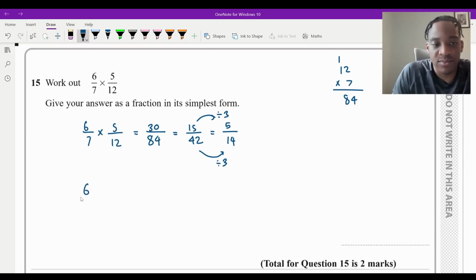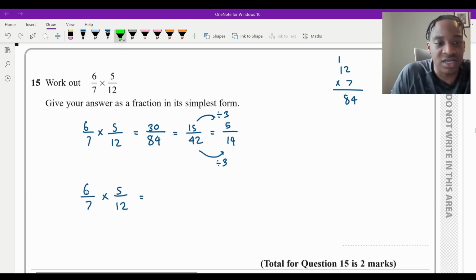Now, another way that I like to do as well is before I actually start to multiply across, I check to see if I have any numbers top and bottom which have a common factor. And it doesn't have to be directly below. Just one has to be on the top, one has to be on the bottom.